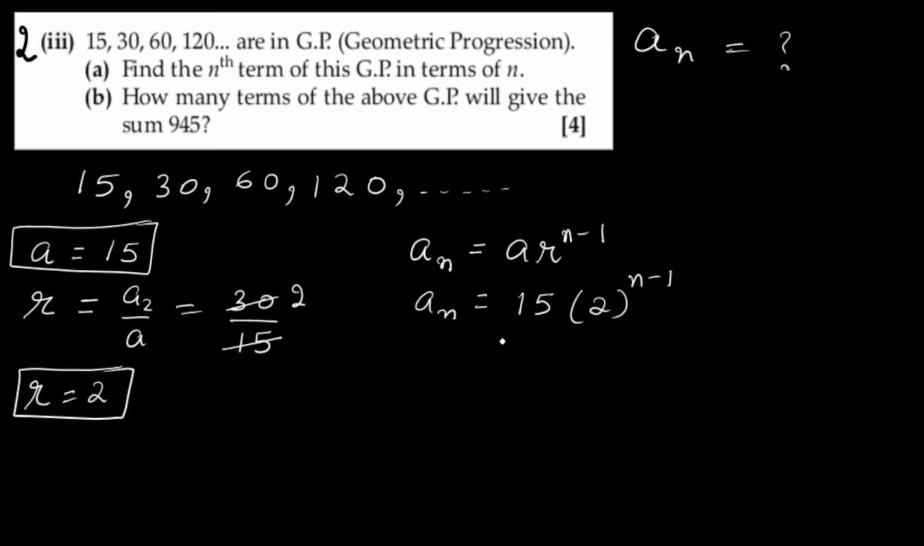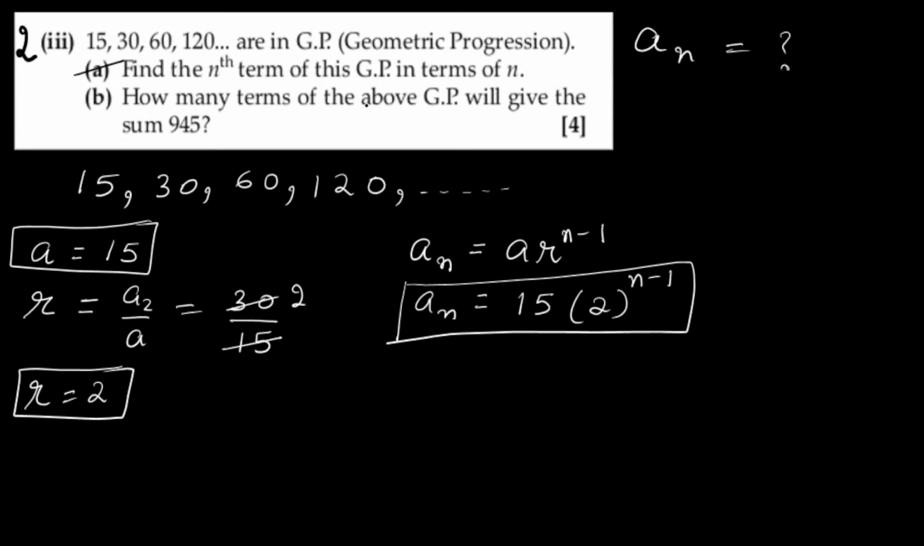Can we further simplify this, or should this be the answer? Is further simplification possible? No, further simplification is not possible. They just wanted us to find an in terms of n only, so we have found it. So an is equal to 15 into 2 to the power n minus 1. So the first part of the question is done. In the form of n, we have found the nth term. Now part B.